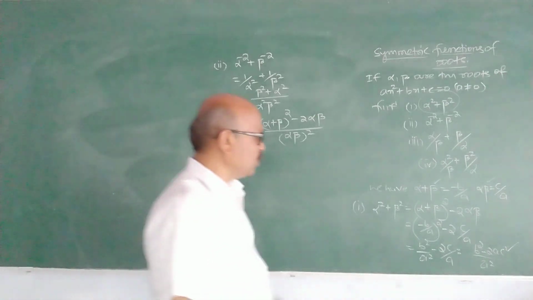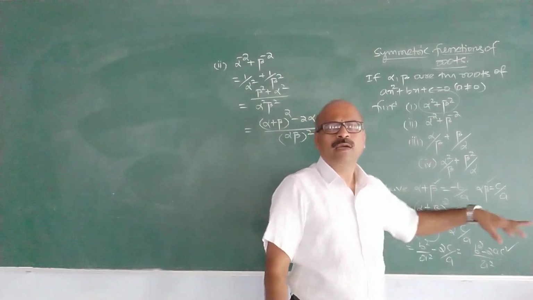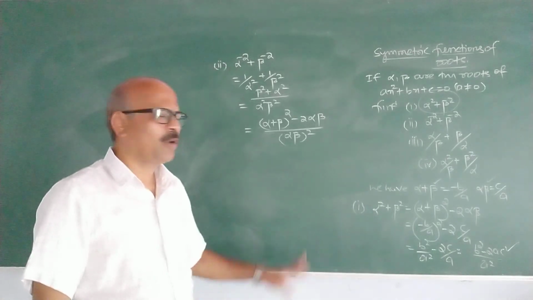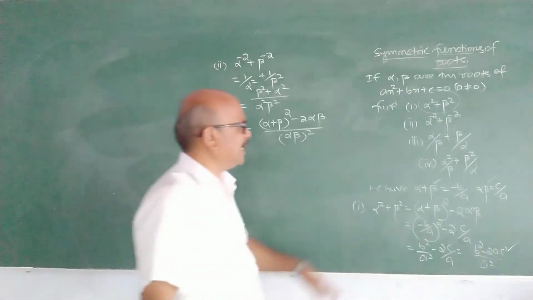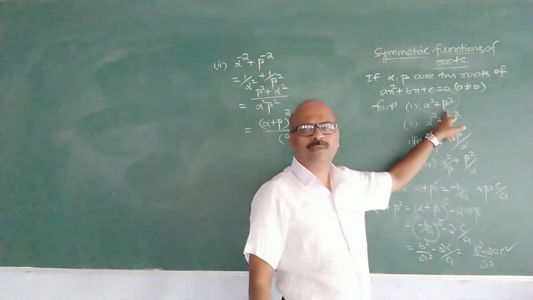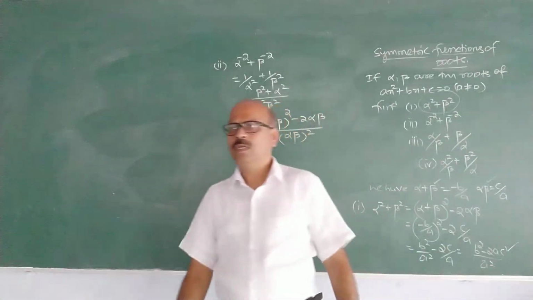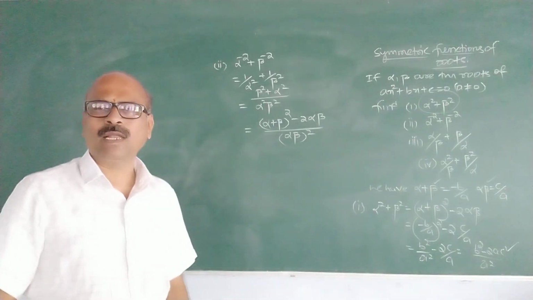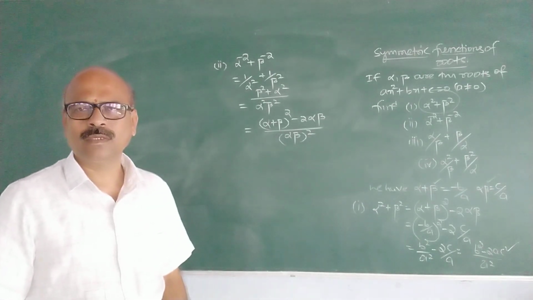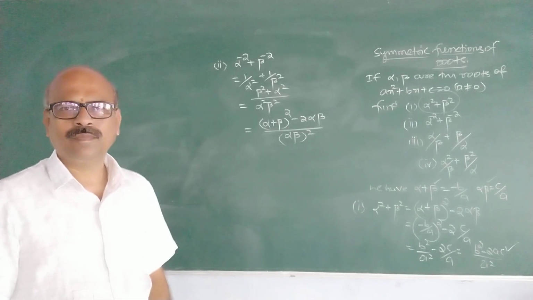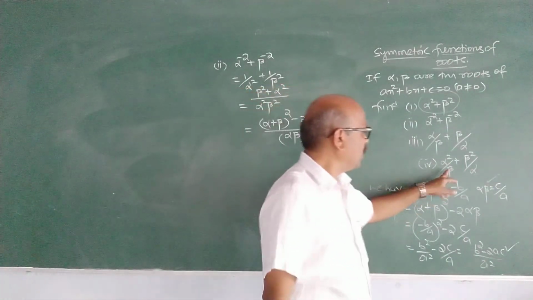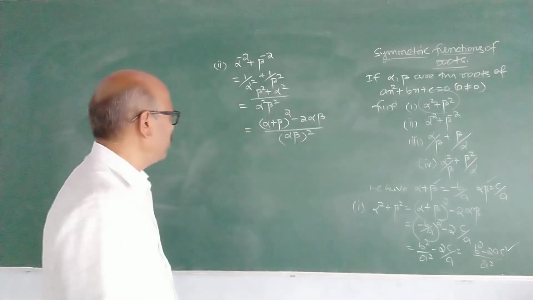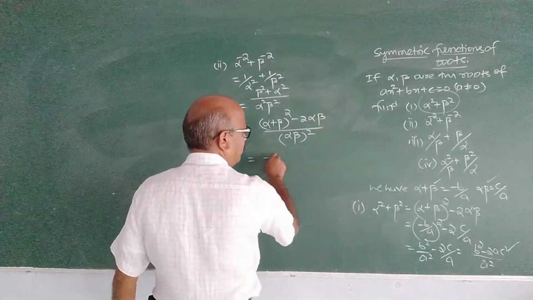So the important thing is, we know alpha plus beta and alpha beta. We are not going to find alpha and beta. That is not the problem here. We have to find the expression. We do not find the values of alpha and beta. That is a separate topic; if we find alpha and beta, that is called the solution of the equation. But we don't do that. We find only the value of this expression in terms of a, b, c. That is the problem.